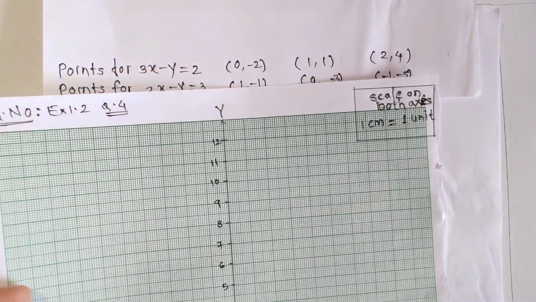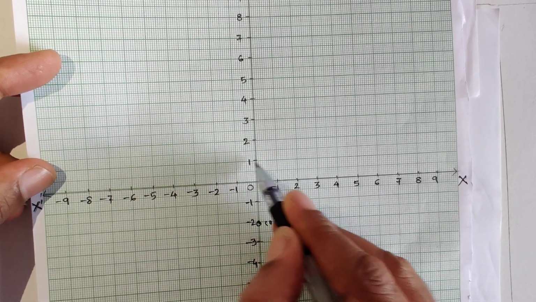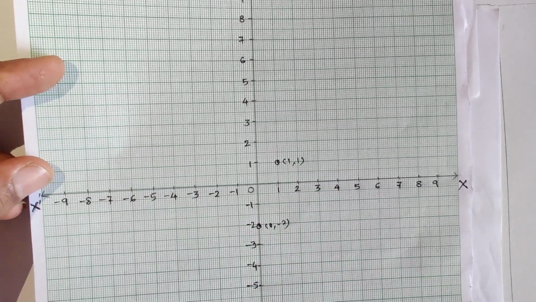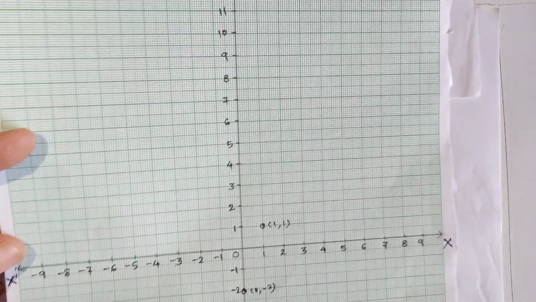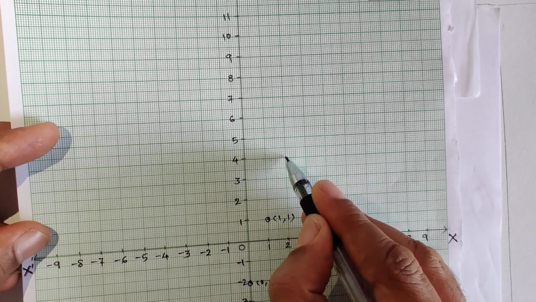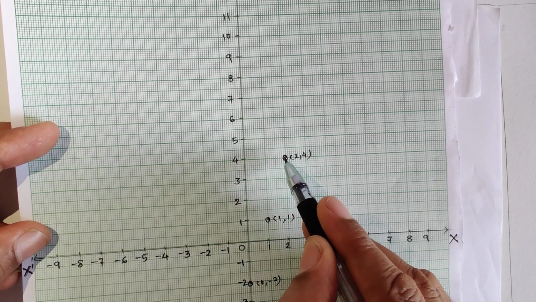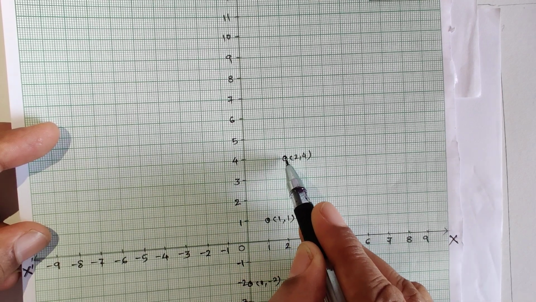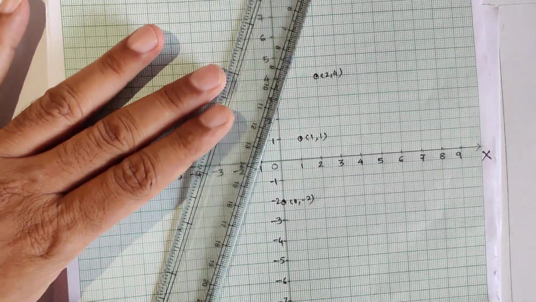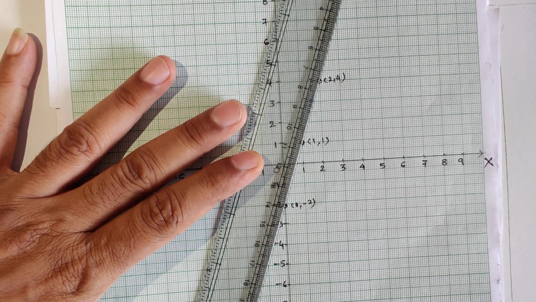Second point is 1, 1. It is in the first quadrant because both are positive. This is the second point B, and the third point is 2, 4. It is in the first quadrant, 2 is the x coordinate and 4 is the y coordinate. The first number is the x coordinate, the second is the y coordinate. Now draw the line passing through these 3 points. If the line is collinear, then our calculation is correct.